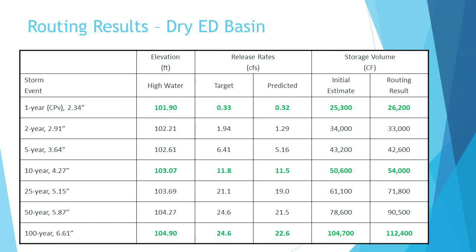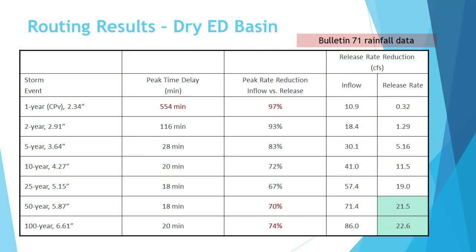And we're also releasing the medium storms at pre-settlement rates. And actually these larger storms in this case are getting managed even a little more restrictive than that because we're going back to agricultural 5-year release rates. And I highlighted that again. You'll see the peak time if you actually get more information from the modeling results.